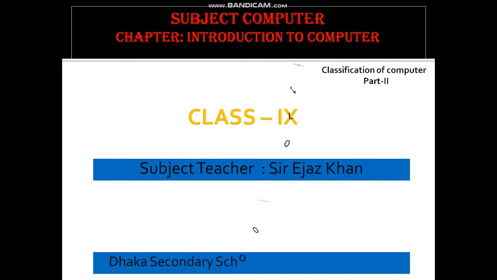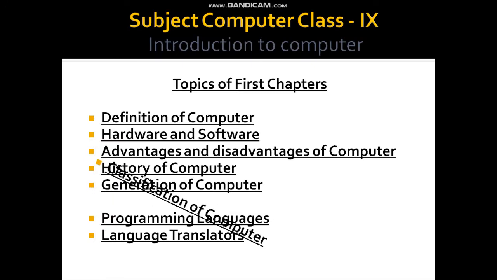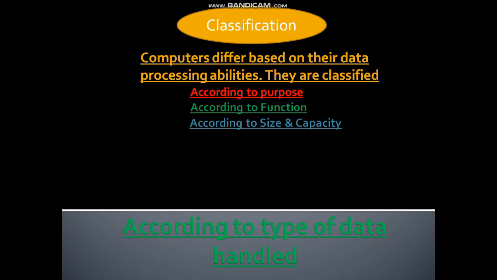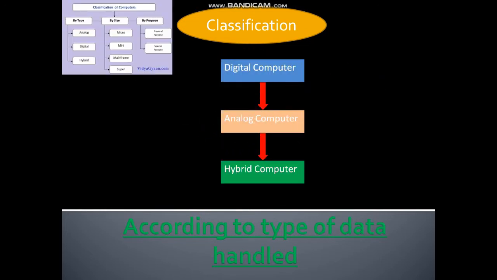Our topic is classification of computer. This is the first chapter, introduction to computer. In this topic we learn about the classification of computer according to function. According to function, this is the block diagram of classification of computer according to function: digital computer, analog computer, and hybrid computer.